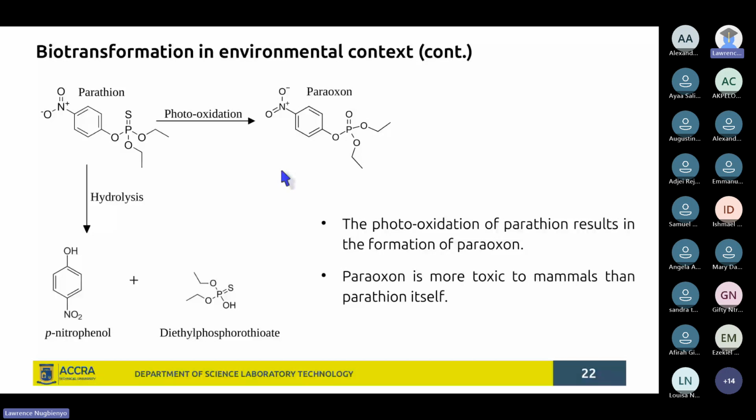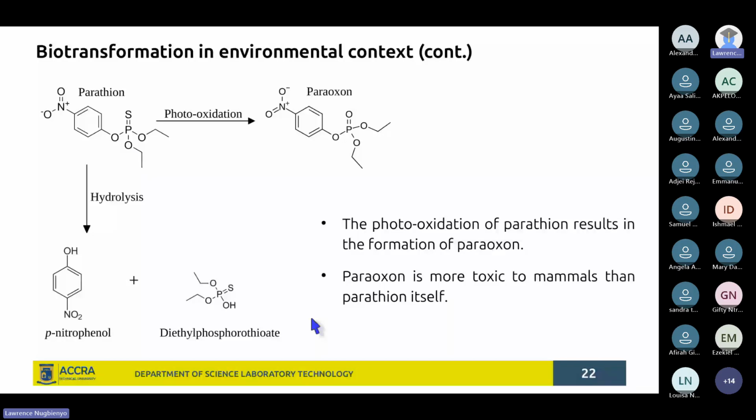Another pathway that this also can undergo: so that photooxidation is a phase 1 reaction. Hydrolysis is also a phase 1 reaction, where you see the formation of para-nitrophenol. And this whole portion is broken off that ring to give you the diethyl phosphorothioate. All right. So these are examples in the environment.